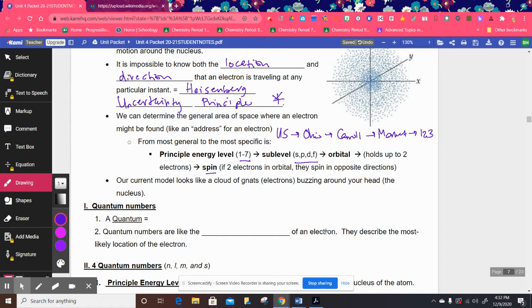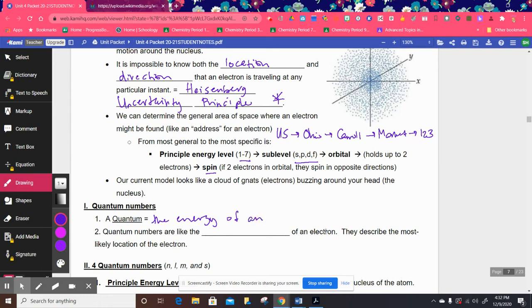Just like if I was standing outside your house, I would not be able to tell exactly which room you are in and what room you are moving to at any particular time. So that gives you kind of a picture of what these electrons look like in our current or most modern model of the atom. A quantum is the energy of an electron.